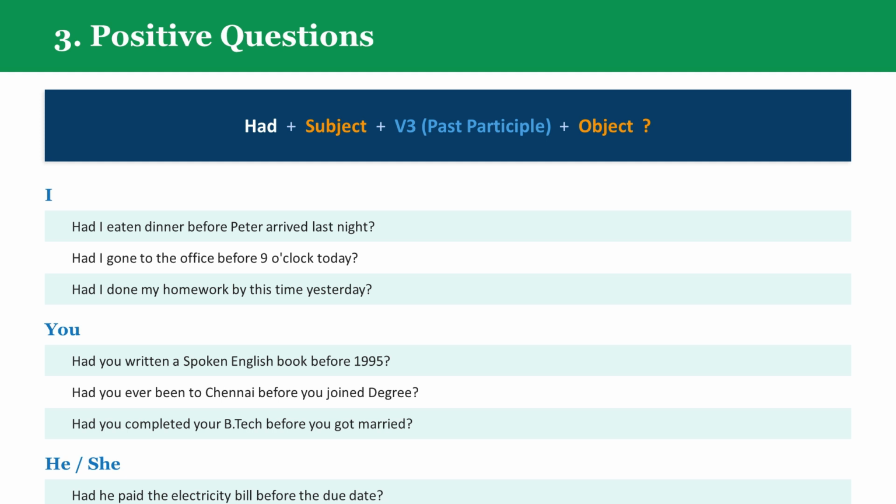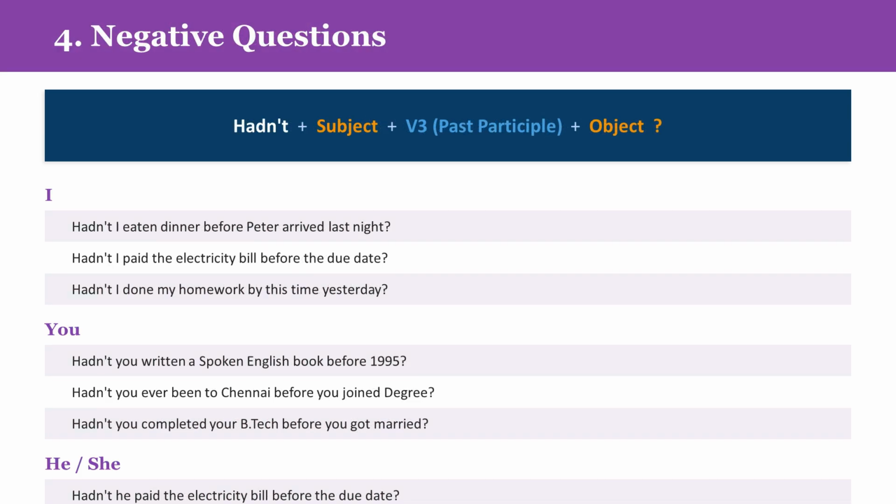With we and they, had we eaten dinner before Peter arrived last night? Had they completed their B.Tech before they got married? Notice that we simply bring had to the front and add a question mark at the end. Next, let us learn negative questions.